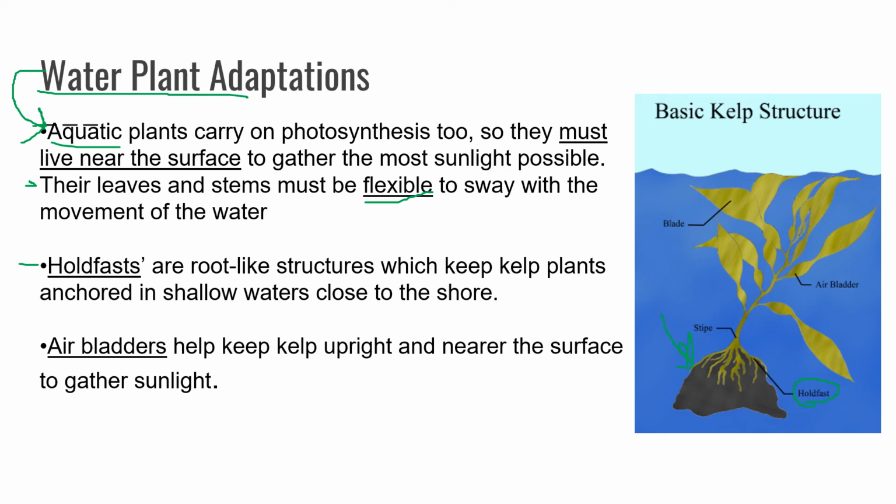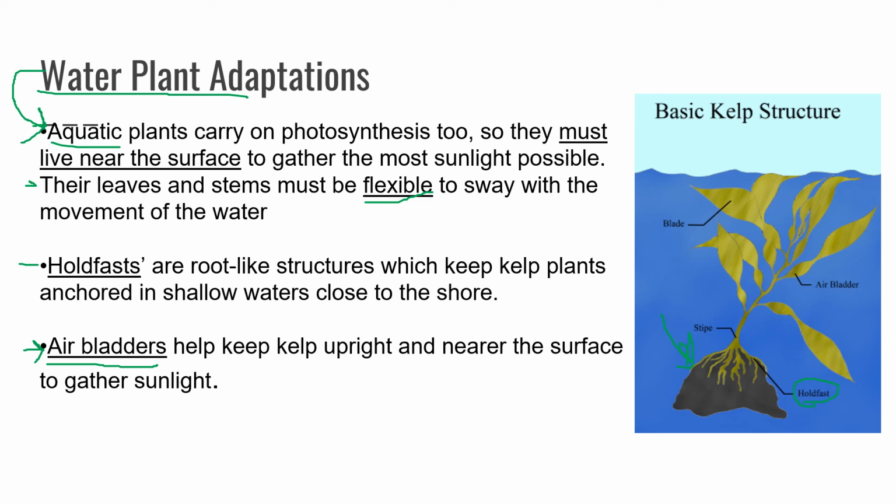And then the last one on this slide at least, that I think is really cool are what they call air bladders. Okay, we mentioned with fish how they have a swim bladder that allows them to either float up or even sink down further, and they can kind of control that. Air bladders in plants work pretty much the same way. These air bladders help keep the kelp upright and nearer to the surface to gather sunlight.